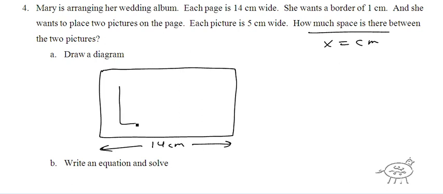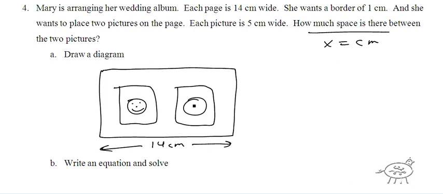So this is the deal. Got 2 pictures. Very nice pictures. And she wants a border of 1 centimeter, so it's 1 centimeter here and 1 centimeter here. Each picture is 5 centimeters wide, so this is 5 and this is 5. And how much space is there between the 2 pictures? Guess what we're going to put there?